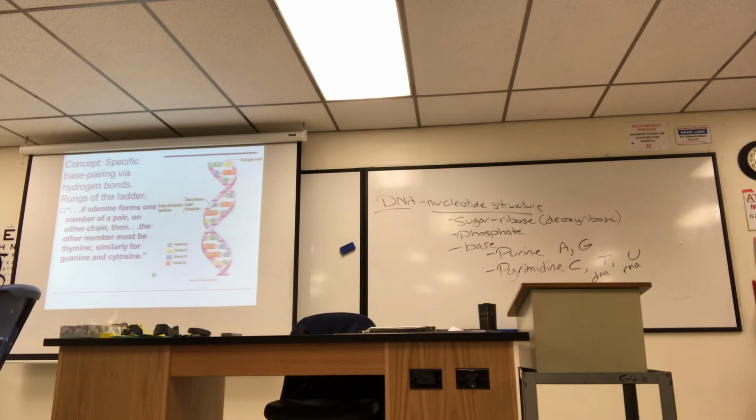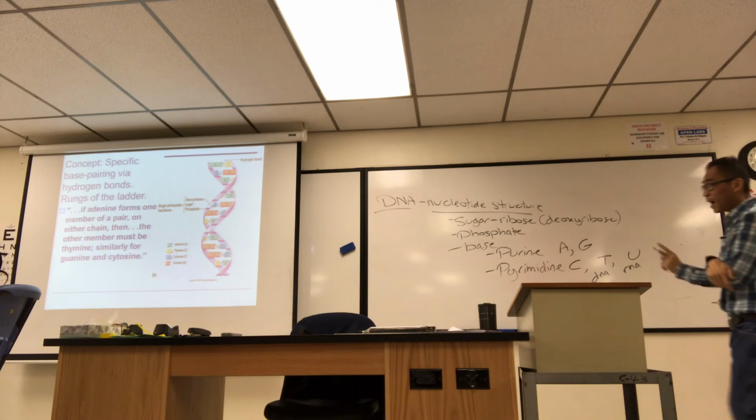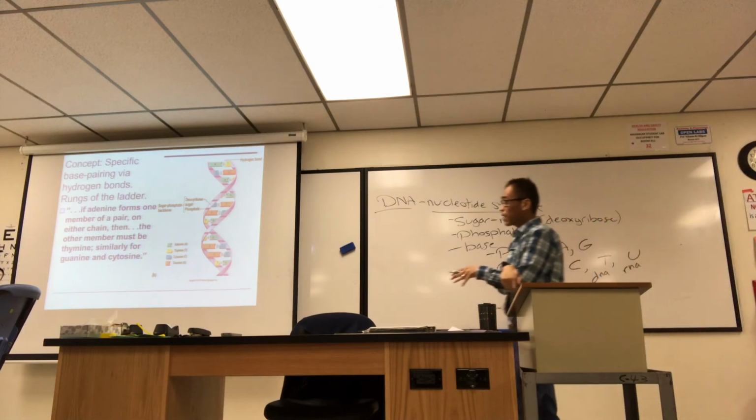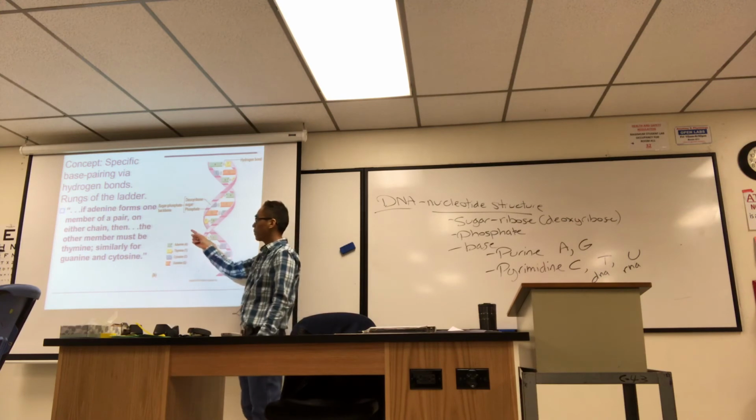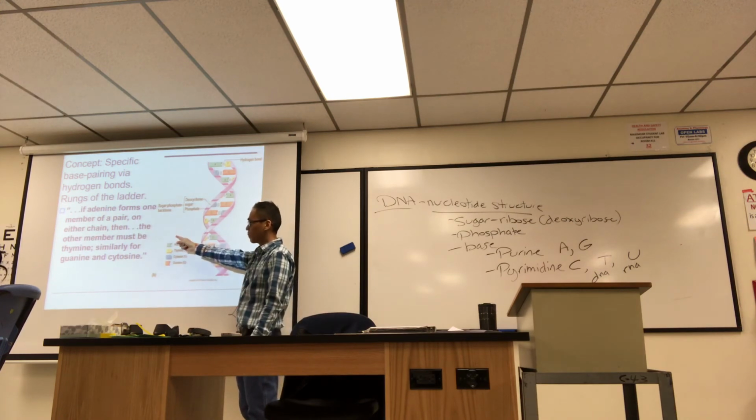So you got these bases, and another major concept is base pairing. You have specific base pairing via hydrogen bonds, the rungs of the ladder, right? So this is a direct quote from the Watson and Crick paper. If adenine forms one member of a pair on either chain, well then the other member must be thymine. So A will always base pair with T.